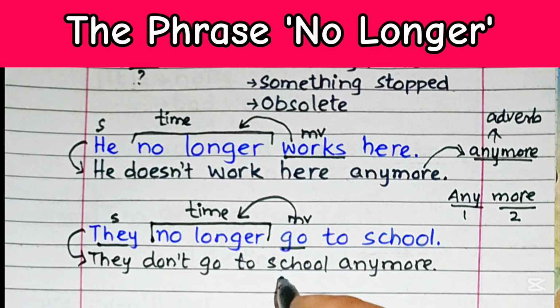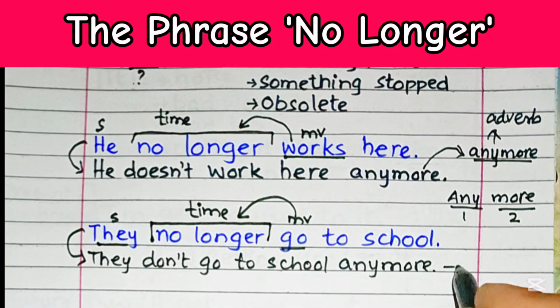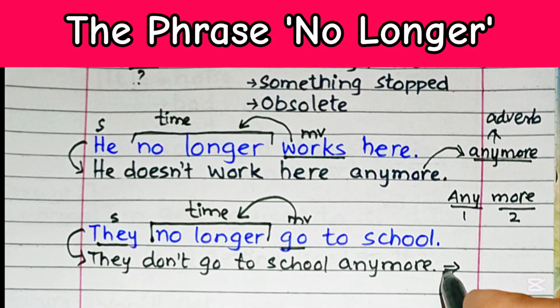They no longer go to school means they stopped going to school, or they don't go anymore. Where? To the school. They are finished with the school. They may have graduated. So that's why they have finished with school. Now they are in college or in a university, or they may be doing some business.